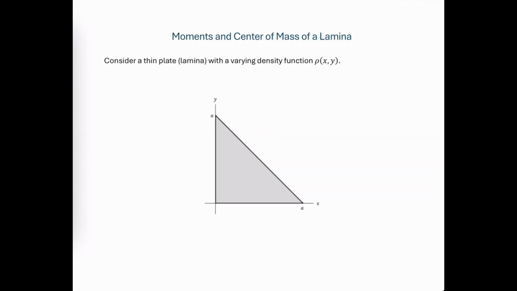Now, when we're trying to calculate the moment and center of mass of a lamina, where the mass of the plate is not consistent throughout the entire plate, there is a varying density function representing the density of a particular point.